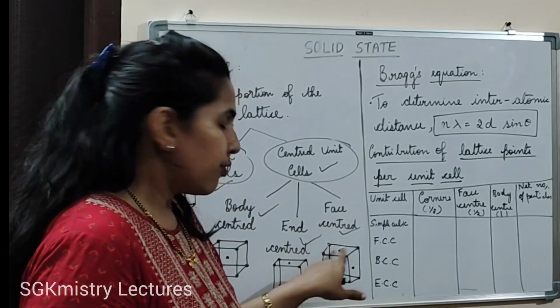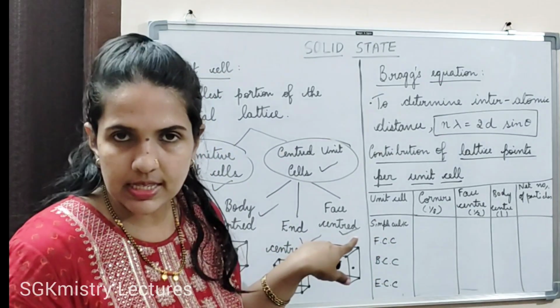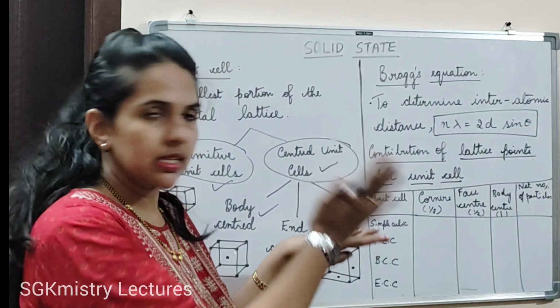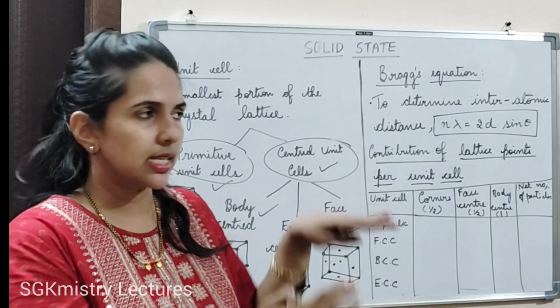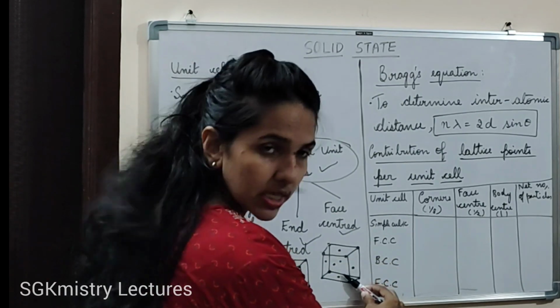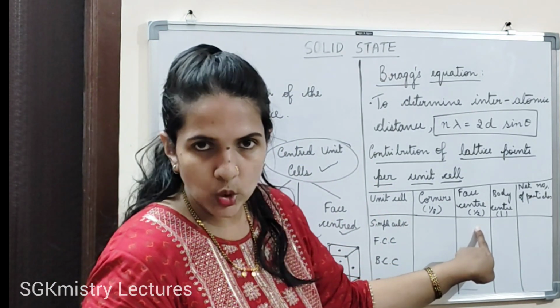Same way, if you are considering the atom which is present in the center of the face, obviously this face is shared only by 2 unit cells. Here you can see this face is shared between this unit cell and the upper unit cell. So the contribution is 1 by 2.